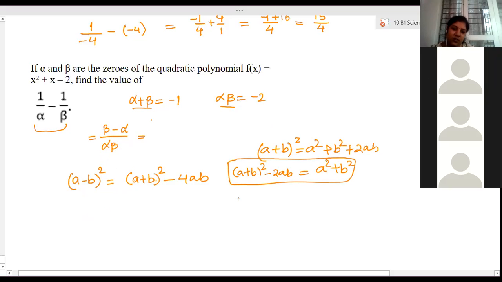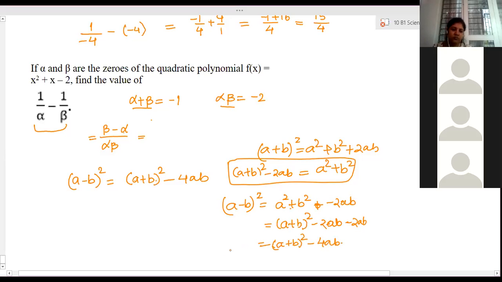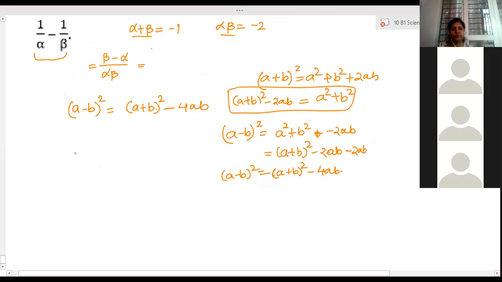Now what is the value of a minus b whole square? Expand it. a minus b whole square is a square plus b square minus 2ab. So a square plus b square is a plus b whole square minus 2ab, minus 2ab. So it is a plus b whole square minus 4ab. Clear now? Is it clear? Yes, ma'am.